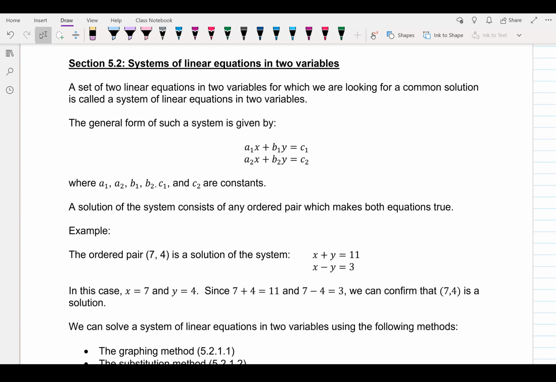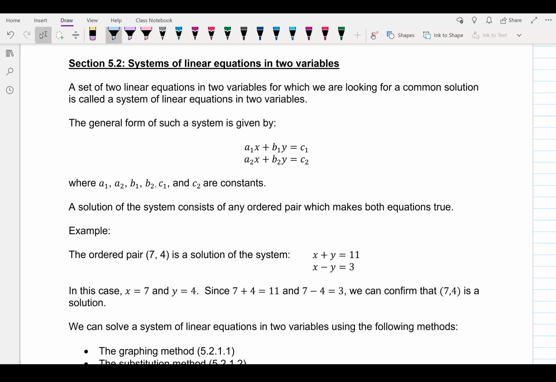In today's video we're going to be solving systems of linear equations in two variables. Generally those two variables are x and y. And we're going to approach this in two different ways. We're going to graph the lines and see where they cross. That'll give us a solution. And we're also going to use another method called the substitution method. So let's get to it.